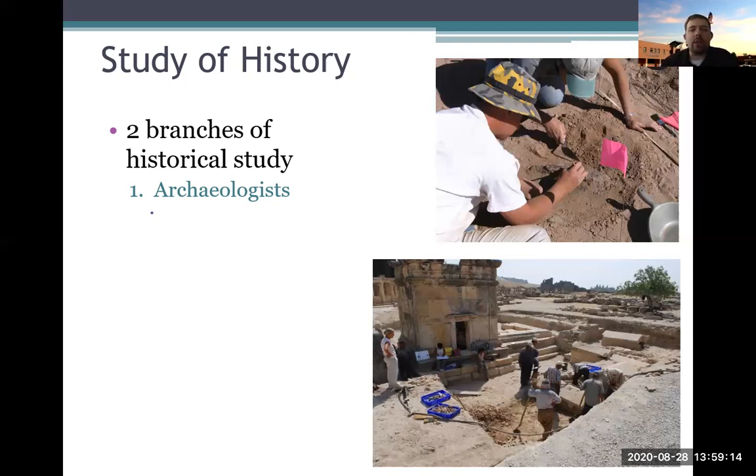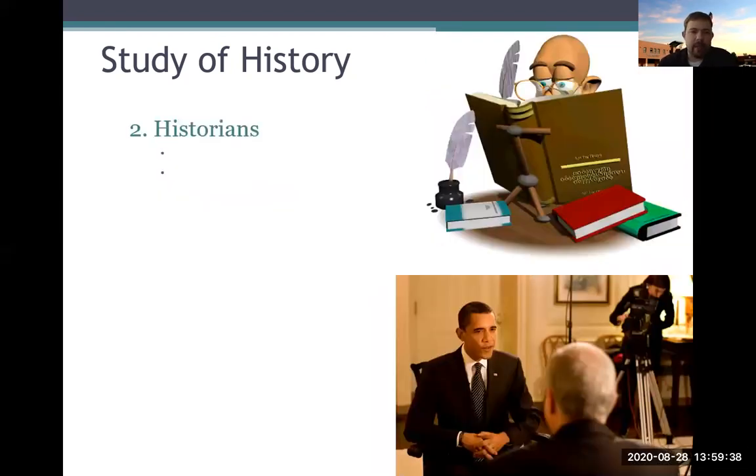In addition to what people think of, like shards of pottery or old weapons, artifacts can also be bodies, they can be buildings. But the key is we're looking for actual things that we can pick up and touch to be able to study and develop our understanding of history. So they work very closely with our other branch of history, and that's much more straightforward. We call them the historians.